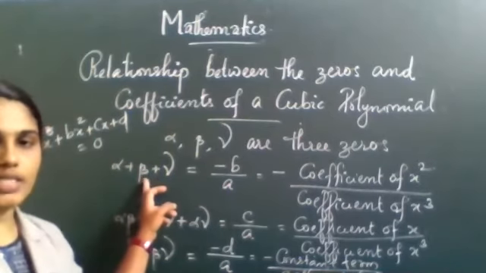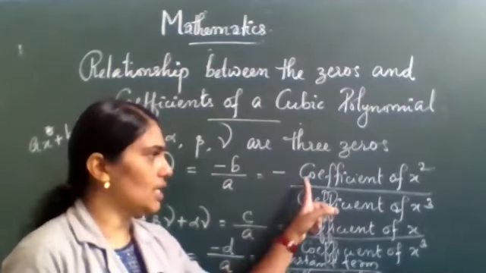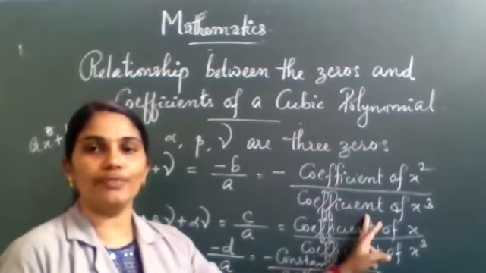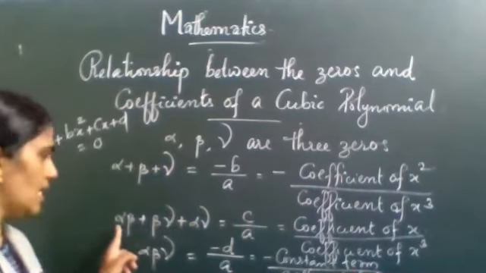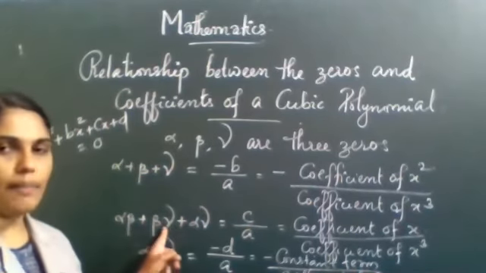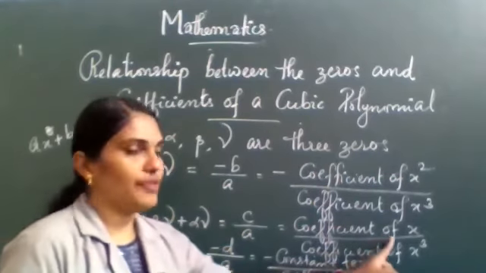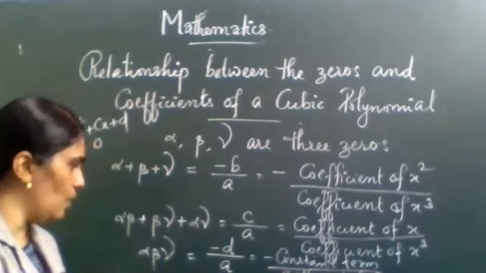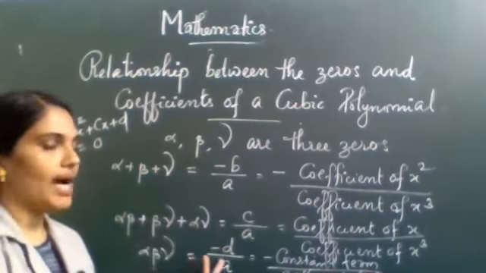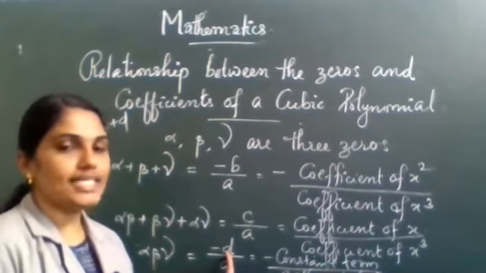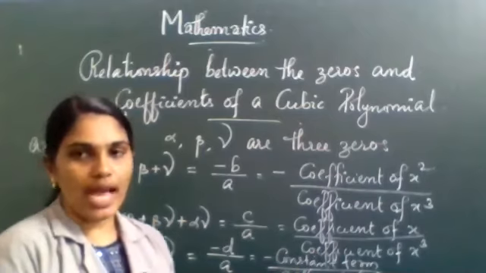That is the sum of the zeros, alpha plus beta plus gamma, is minus b by a. B is the coefficient of x square and a is the coefficient of x cube. Then next is the sum of the product of the zeros, alpha beta plus beta gamma plus alpha gamma, that is c by a, the coefficient of x by the coefficient of x cube. And finally, the product of the 3 zeros alpha beta gamma is minus d by a, where d is the constant term. So we can write minus of constant term by coefficient of x cube.